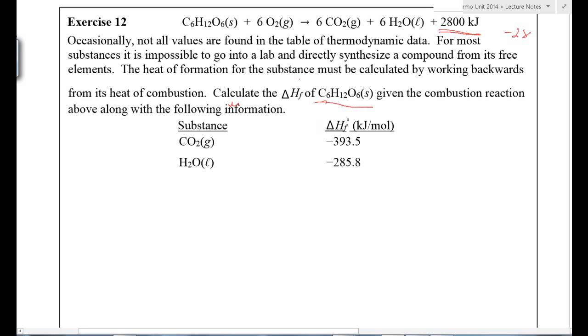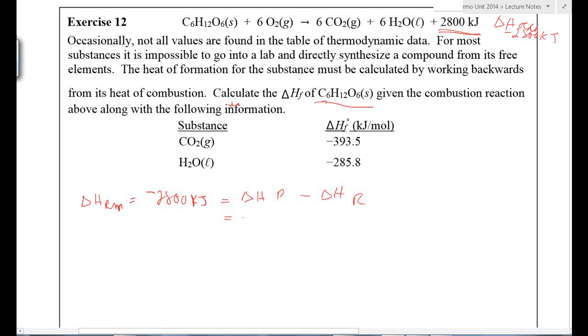Okay? So be careful here because this reaction shows heat as a product, so that heat is negative. It's 2800 kilojoules. The delta H of the reaction is minus 2800 because it shows the heat as a product. Okay, so the change in heat of reaction, which is minus 2800 kilojoules, is going to equal the delta heat of the products minus the change in enthalpy of the reactants.